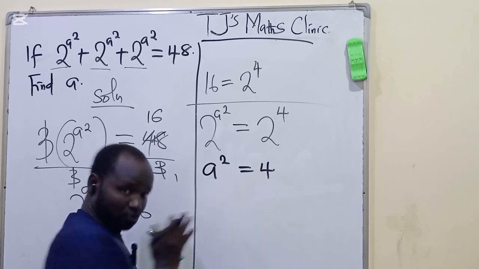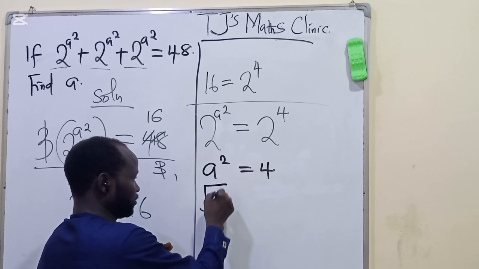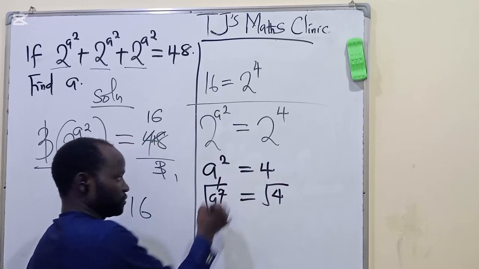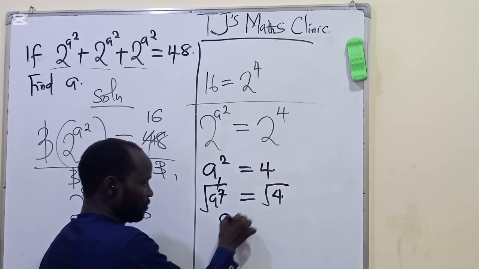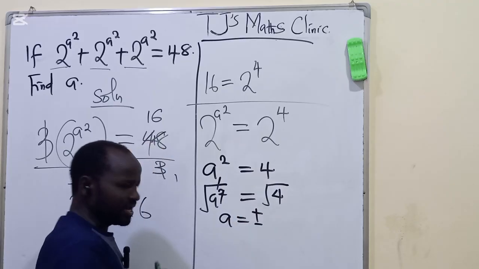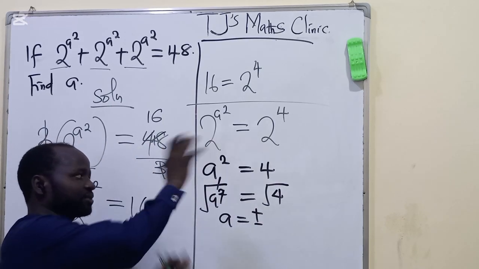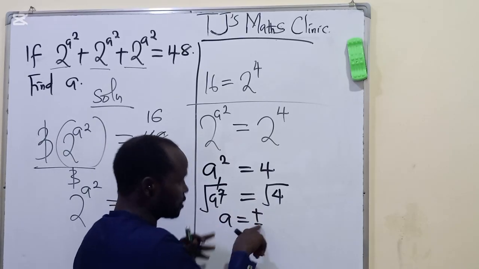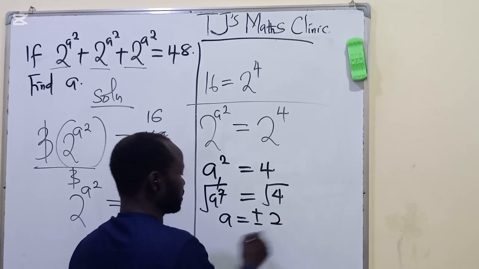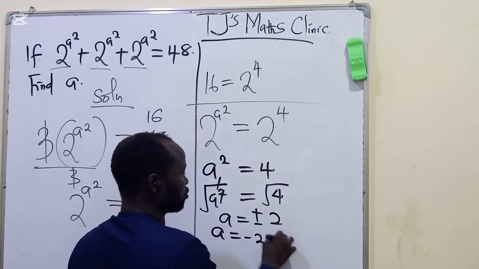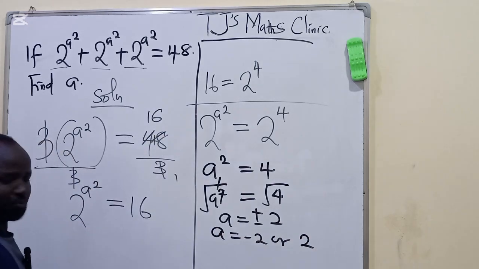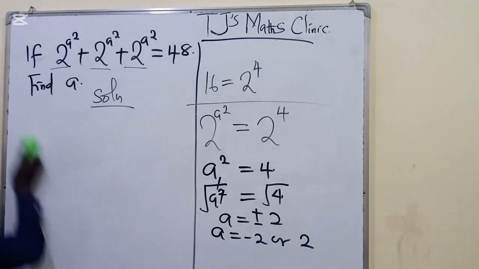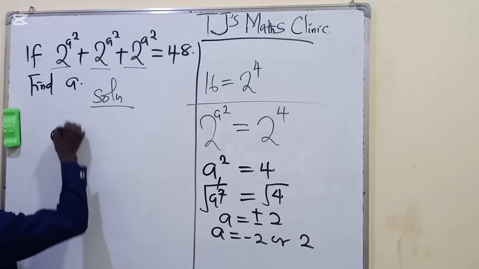We may decide to take the square root of both sides. That will be root a squared will be equals to root 4. This will take care of this. We are left with a now will be equals to plus or minus. Anytime we are taking the square root of both the left hand side and the right hand side of real numbers, we must put plus or minus. Square root of 4 is 2. So a now is minus 2 or 2. Very important. So these are the two values of a.